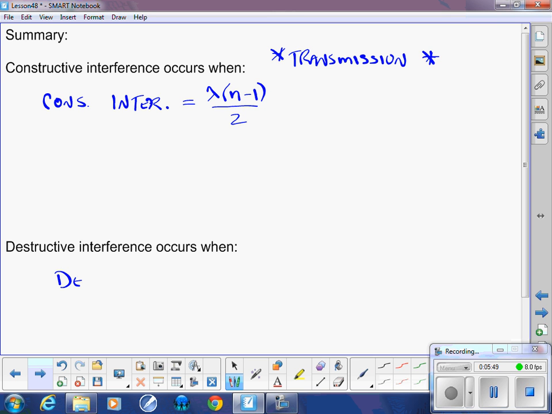All right, so destructive interference. And again, the n is the maxima that you're looking at, the number of maxima. So this one again, lambda times (2n minus 1) divided by 4. Okay, moving along.